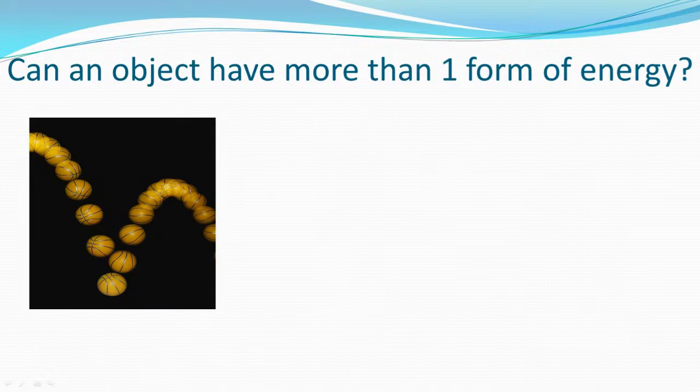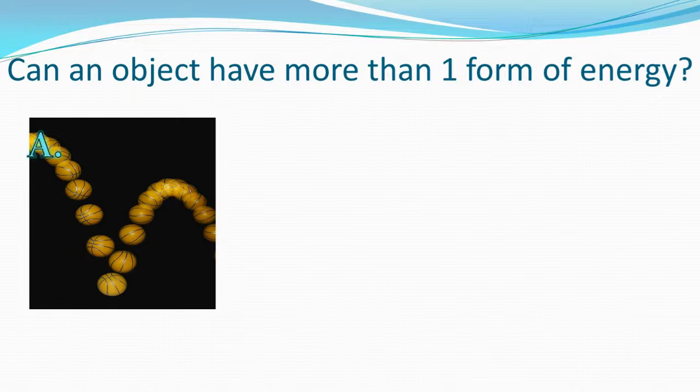Can an object have more than one form of energy? We already know about the law of conservation of energy. All of the energy remains the same amount, it just changes or transforms from one form to the next. As long as the total amount of energy remains constant, the energy can be spread among as many different forms as fits the scenario. Let's consider a basketball that's bouncing and look at 4 different stages in its motion.